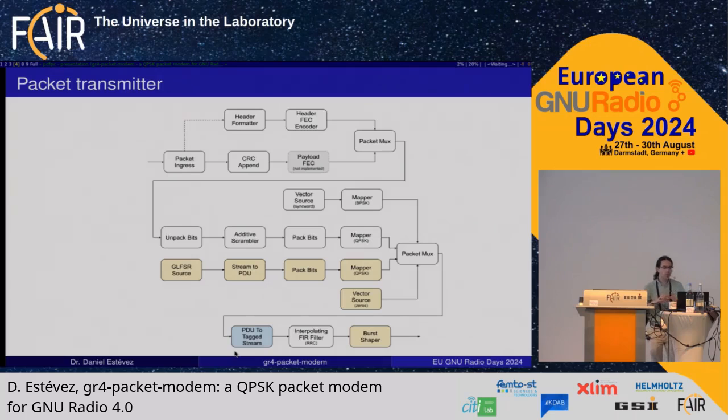So for stream mode, basically you are converting your PDUs. I'll come to that later, how this is organized in packets. So there are PDUs as in GR3. So you are converting your PDUs into a tag stream, a continuous stream, and you can send it to an SDR. Then you have this interpolating FIR filter, which is your RRC filter. And only in burst mode you have this burst shaper, which is the one applying the amplitude pattern.